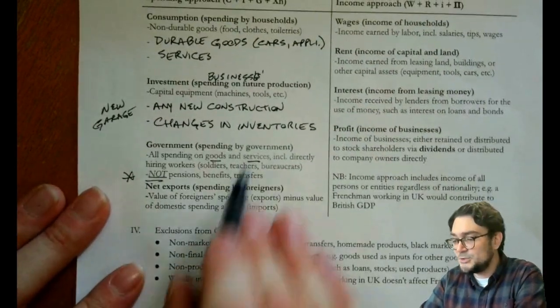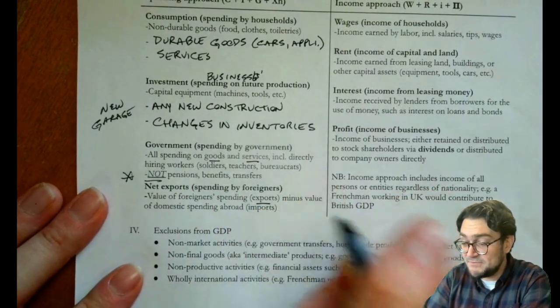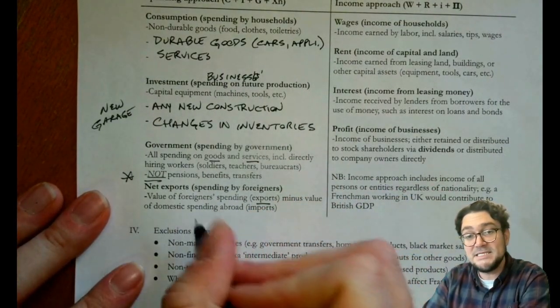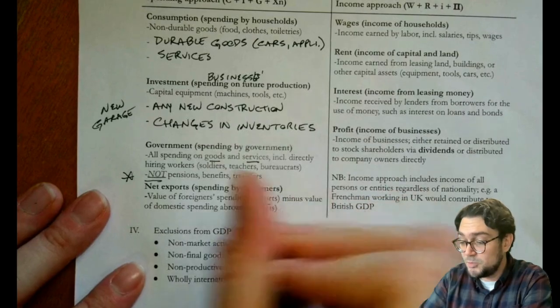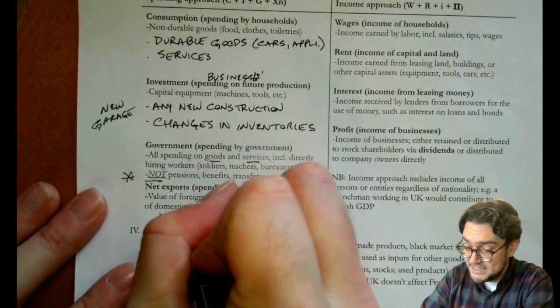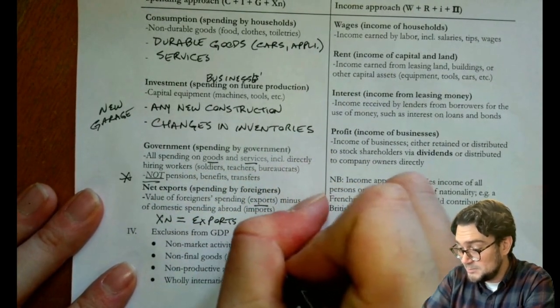The last thing that's included in the spending approach is net exports. That's the value of spending by foreigners, which we call exports, minus the value of all of our spending on other people's stuff. And that would be imports. So we call it XN. It's equal to exports minus imports, right?